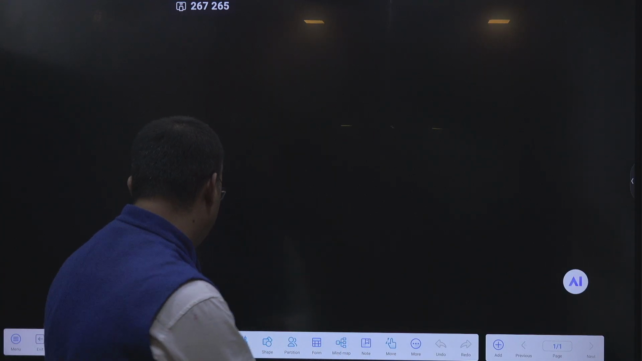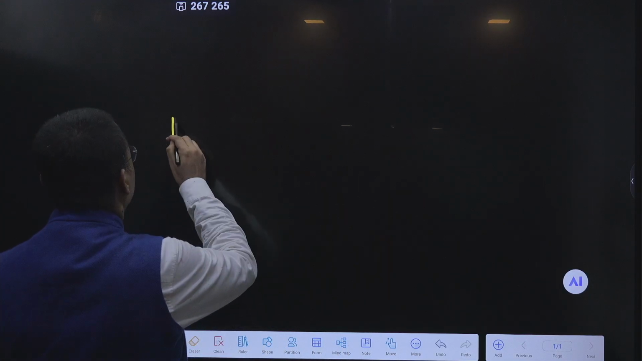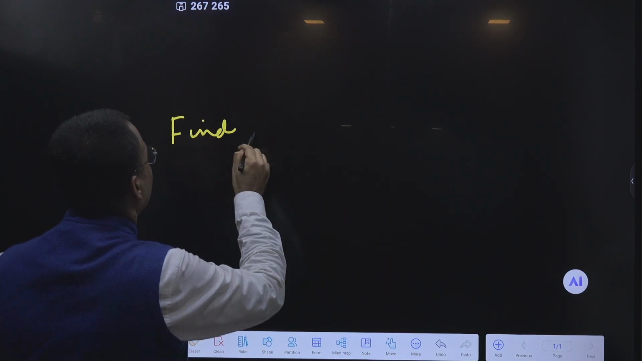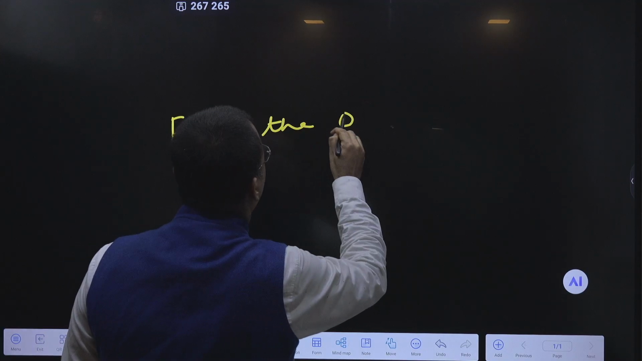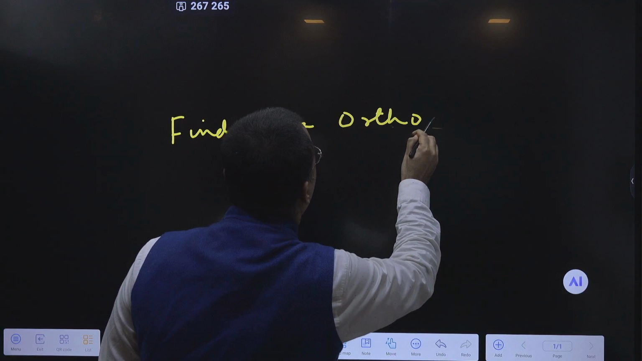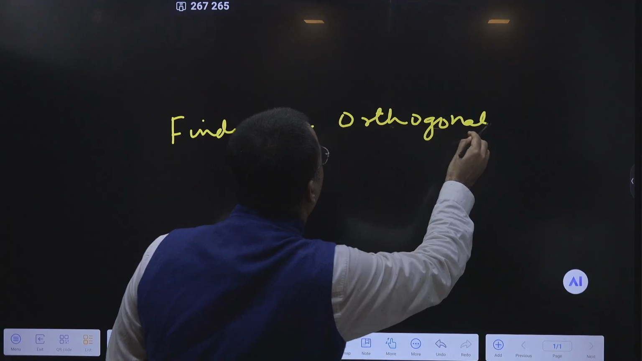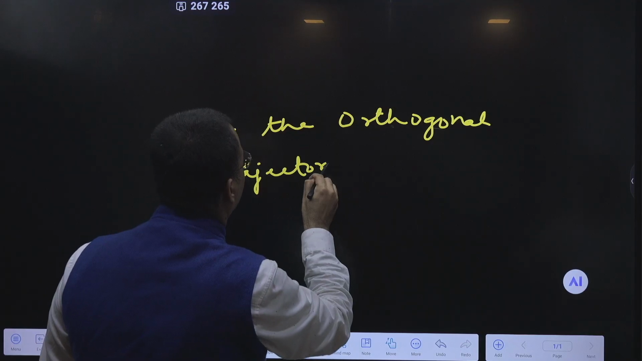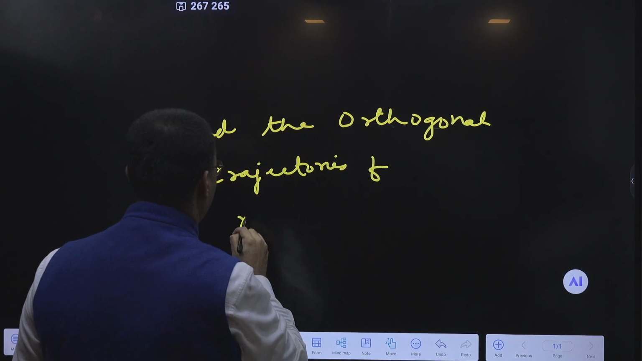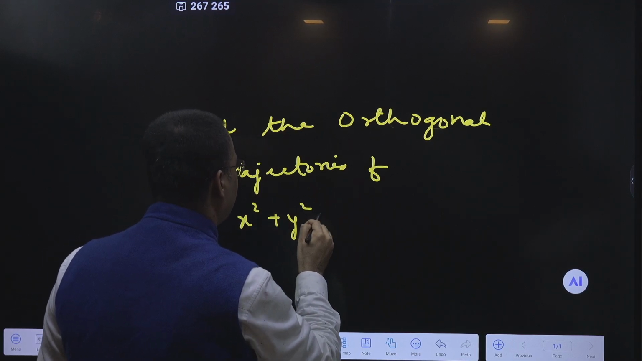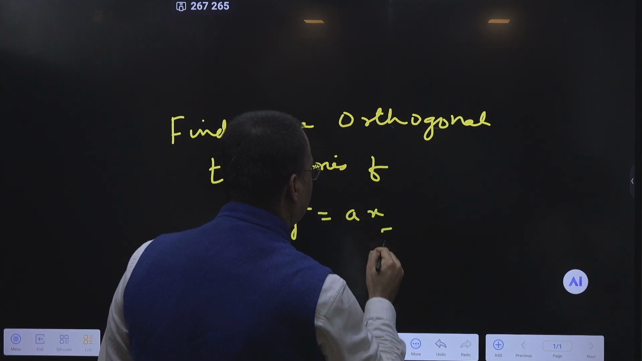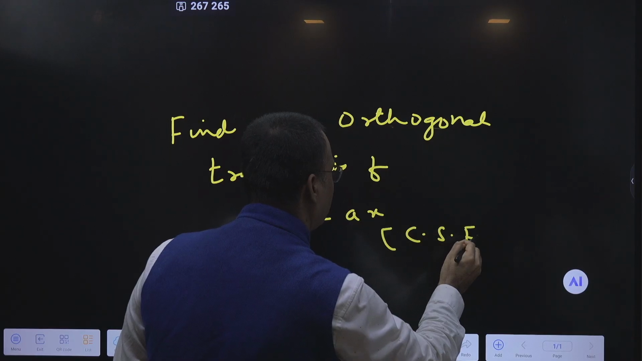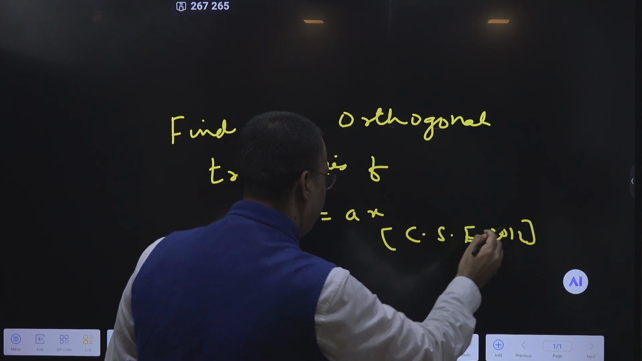And I'm going to write a question that is: find the orthogonal trajectory of x square plus y square is equal to ax. This is asked in Civil Services Examination 2012.